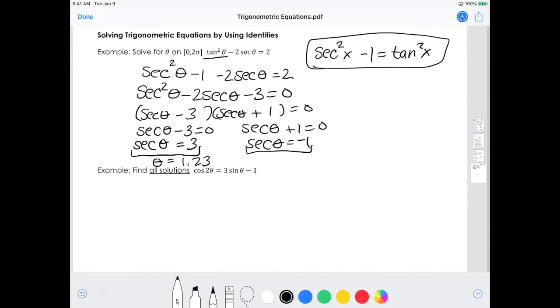This is on our unit circle. Remember, secant and cosine are reciprocals. So where is cosine negative 1? Because negative 1 and negative 1 are reciprocals. So where's cosine negative 1? That would have to be pi. And if we want to do this on the first rotation, 0 to 2 pi, I don't have to add in the plus 2 pi n. This would be where we're done. And you can always plug back in and check to see if you've got it right.